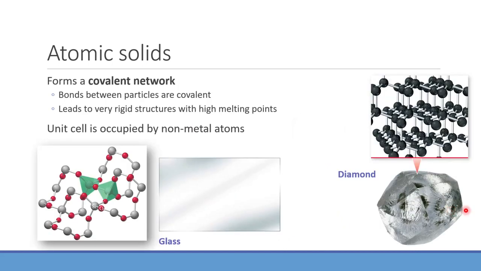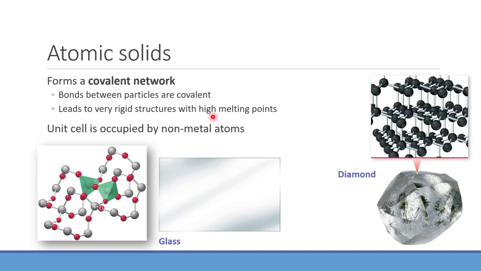So the last atomic solid is the covalent network solid. The bonds between these particles are covalent, which leads to very rigid structures with high melting points. So you can see here, this is kind of like that tetrahedral hole. It's not exactly, but it kind of looks like that. So these bonds between, for example, silicon and oxygen, this forms glass. It's a very rigid structure with a high melting point, and the unit cell is occupied entirely by non-metal atoms.